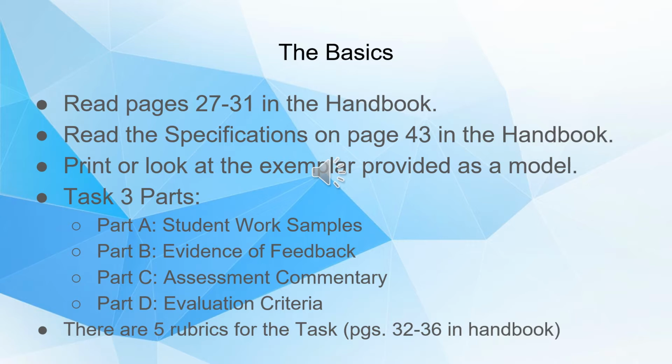For task 3, you're going to have 4 parts. The first is going to be student work samples. So this is literally a copy of the work that your students have done. Part B is going to be evidence of your feedback to them. And again, we'll go over this more, but this can be a video or it can be a written document. Part C is going to be your assessment commentary. This is where you're actually going to write your explanation for all of your assessment. And then part D is going to be your evaluation criteria. So this is the checklist or rubric that you used for your assessment.